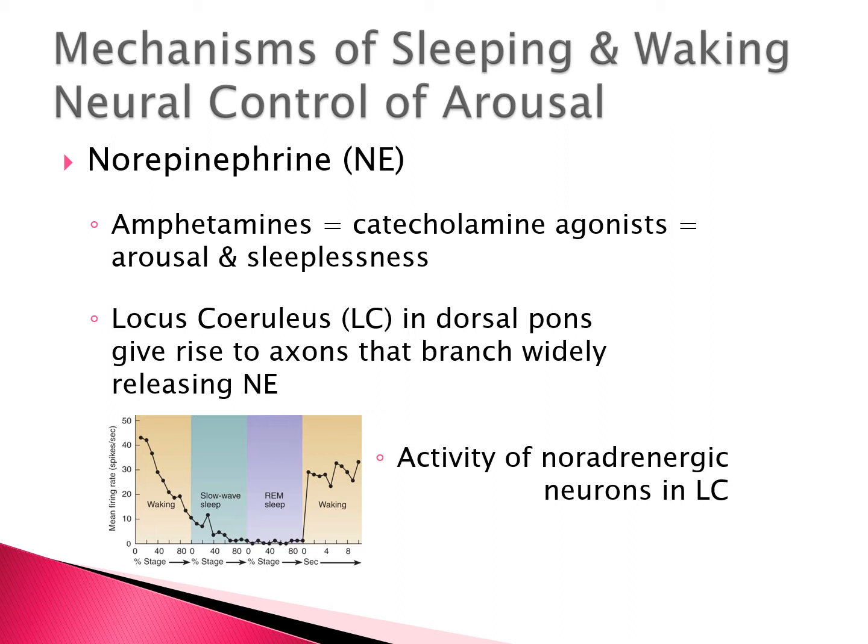This is in the dorsal pons, and those axons branch widely, releasing norepinephrine in the thalamus, in the hypothalamus, and all through a lot of the cerebral cortex to help us to pay attention to things. That is going to occur when we wake up, and it's going to slowly dissipate and not be as strong as we are awake for longer and longer. It is very low during slow wave sleep and at floor during REM sleep. So really no activity of these neurons when we are dreaming.